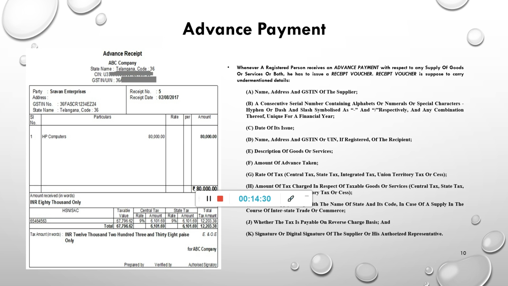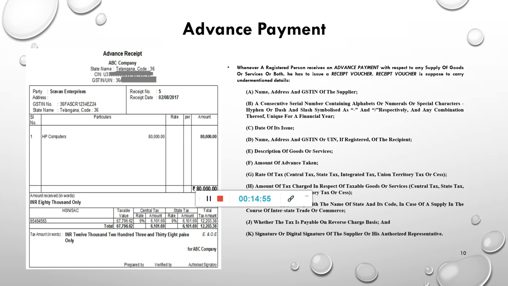Now I'm going to discuss advance payment. Wherever a registered person receives an advance payment with respect to any supply of goods or services or both, he has to issue a receipt voucher or any other document containing such particulars as prescribed in invoice rules, evidencing receipt of such payment.